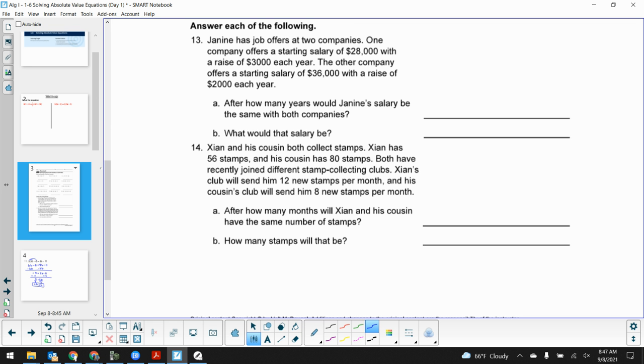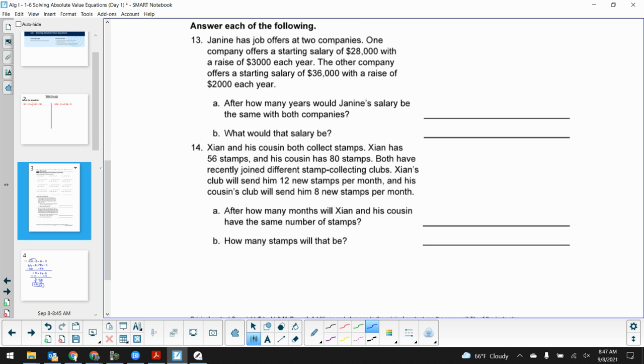All you do is you plug that 8 back in, right? And I believe on my key it says 6 stamps for number 14. That should say 6 months. You take that 6 months and you plug it in to find how many stamps. Now, you could plug it into either equation. It doesn't matter because they should come out to be the same.